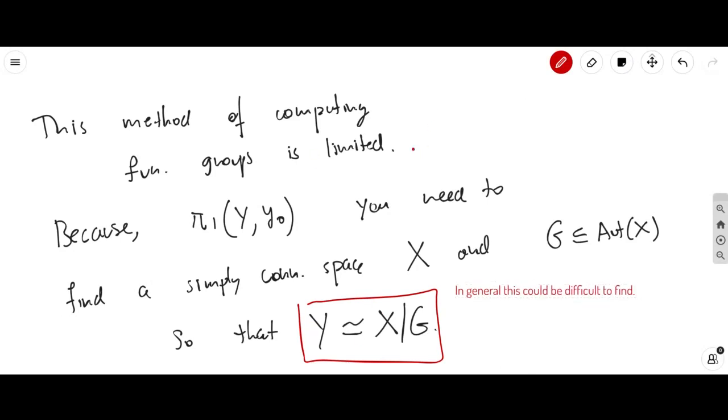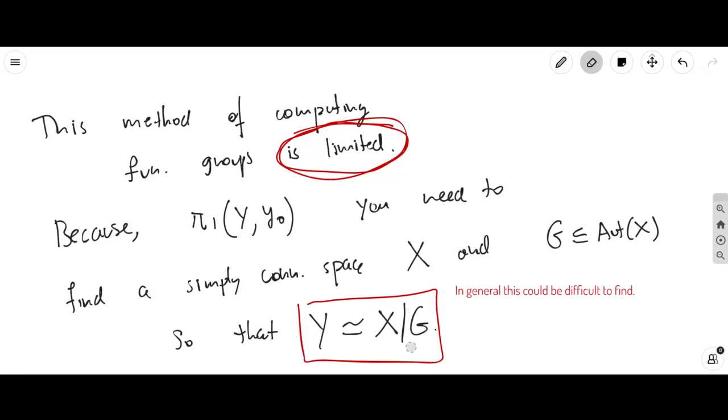So it is a nice method, but it is a limited method. Sometimes it works, but in many cases, it's not going to be appropriate because you're trying to find a way of describing the topological space in which you're interested as a certain quotient. And sometimes that's not easy to do.